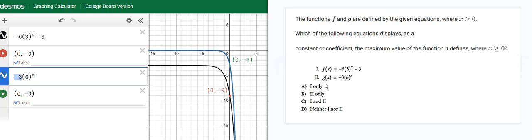So only function 2 is the correct answer. So choice B is the value we're looking for.